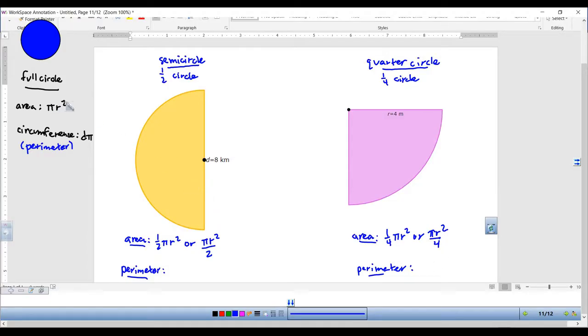The full circle is pi times the radius squared. The half circle is half of that, or divided by 2. And the quarter circle is 1/4 of that, or divided by 4. All right, so we got the easy part down. I got to be honest with you, this next part is a little bit more tricky.